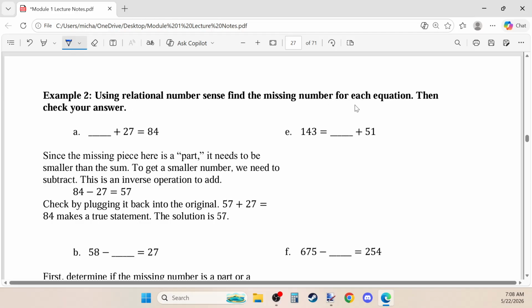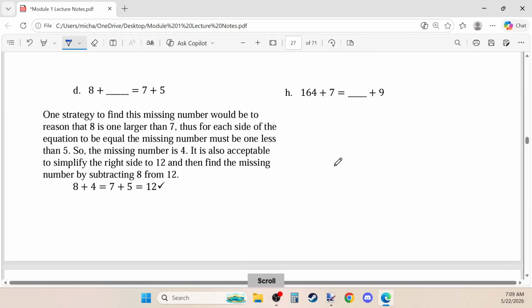Use relational number sense. Okay. Just subtract. I have this number. I want to know something. Plus 51 is that number. We subtract 51 from 143. 3 minus 1 is 2. Can't take 5 from 4, so we take 5 from 14, and we get 9. The answer is 92.